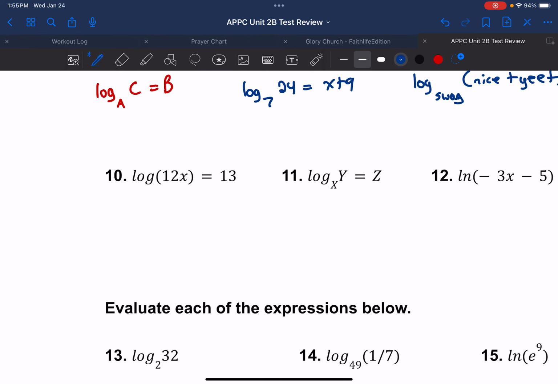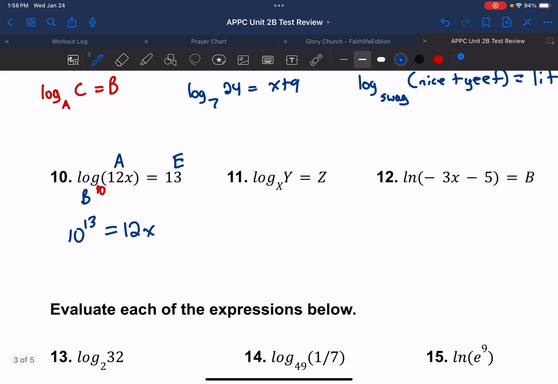And then here, we're in log form and we want to switch. So if we're already in log form, remember, if it's just log, the number here is always 10. That's like if it's just log by itself, there's understood to be a 10 there. Log base 10 of 12, x equals 13. And remember, labeling it is helpful. So base: 10 is my base, 13 is my exponent, and then my answer or argument is going to be 12x.